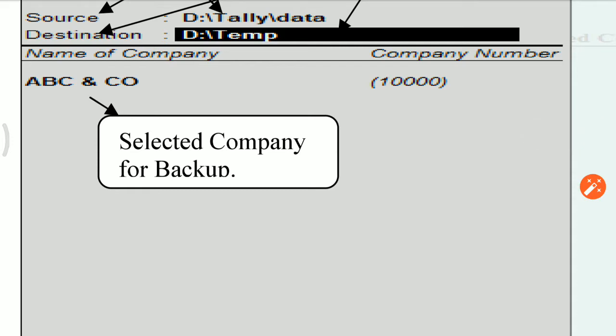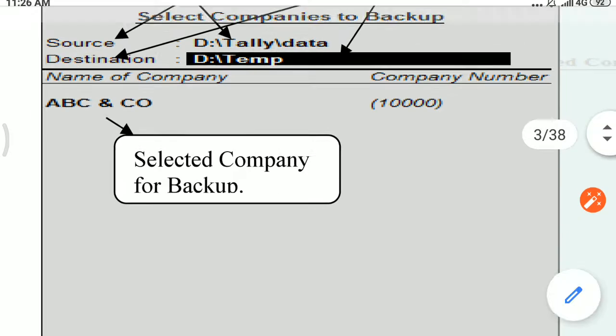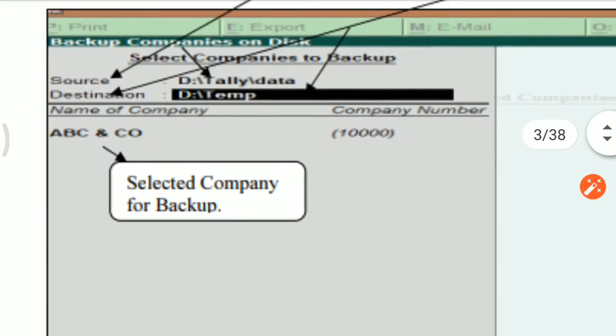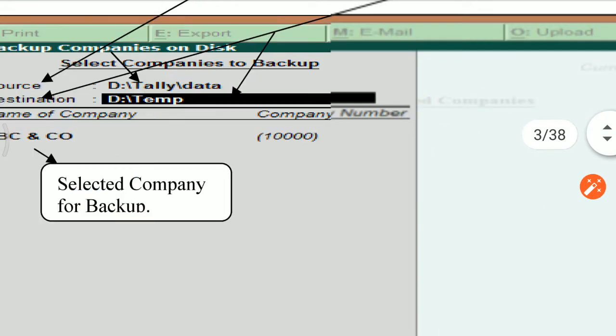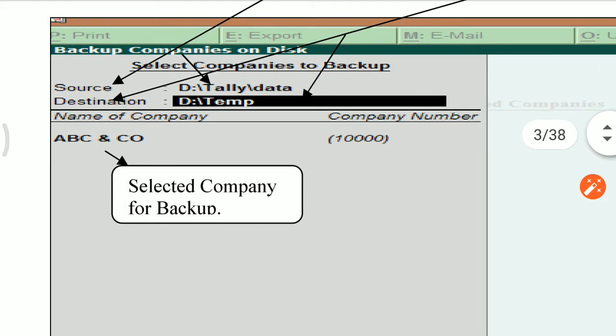If 5 companies are there, then you have to select 5 companies. At present only one company, then one company backup will be reflected. Friends, when you press enter, the backup file will be saved in the D drive temp folder. Okay, this is the backup process.